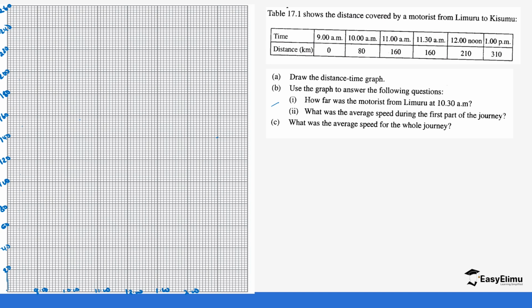At a distance of 0 kilometers, the time was 0, so the first point is at the beginning, at 9 a.m. At 9 a.m. the distance was 0. At 10, the distance covered was 80, so it increases to this point. And then at 11, the distance covered was 160.